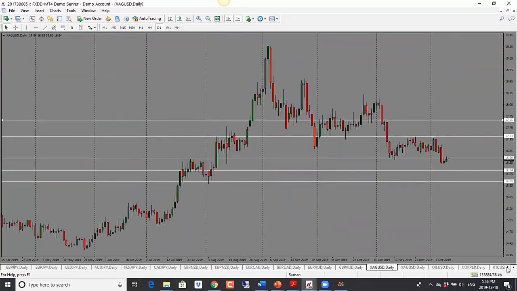Let's move on to our commodities now. So looking at silver here, silver has pushed up a little bit, but it's still stuck below this resistance here at 16.65. At this point, it is trying to go higher, and we heard some positive comments in regards to US and China trade negotiations.